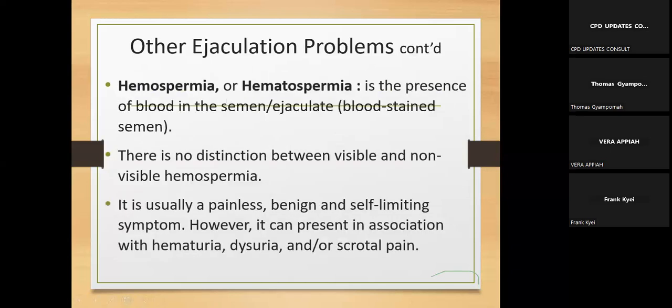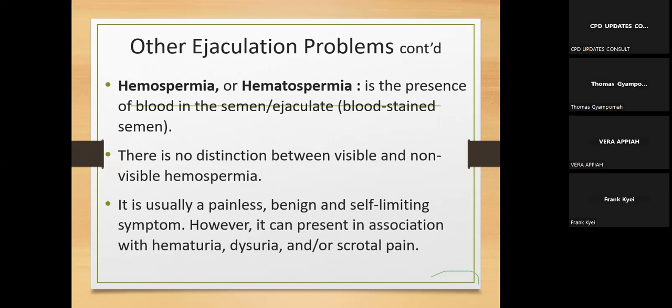All right. So other ejaculation problems, of course, you know this already. Hemospermia and hematospermia are the same thing. Either one means the presence of blood in your semen or ejaculate. There's no distinction between visible and non-visible hemospermia.